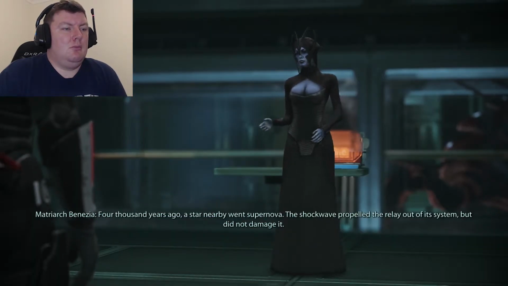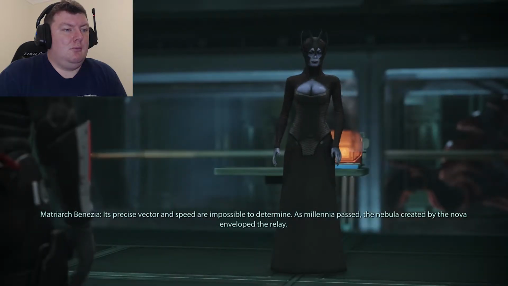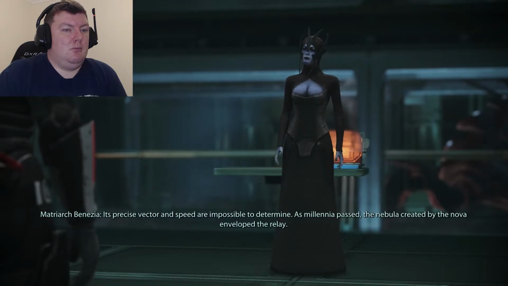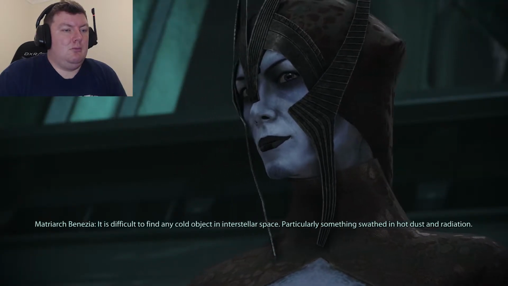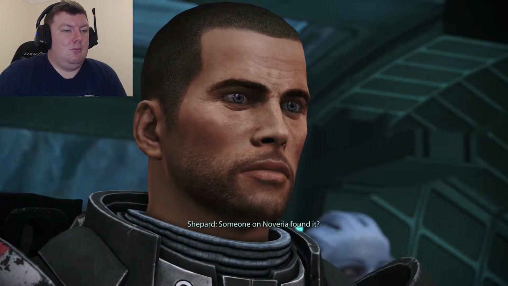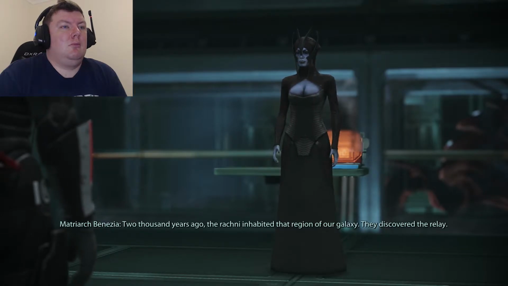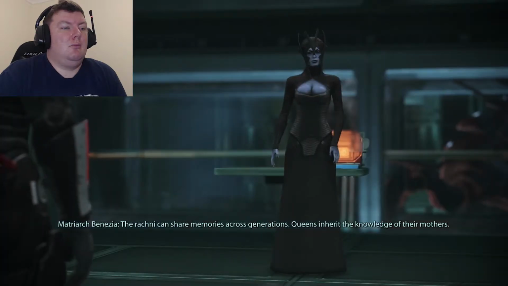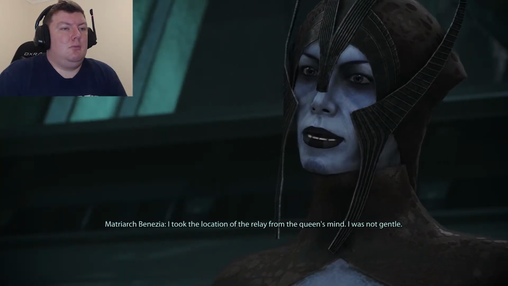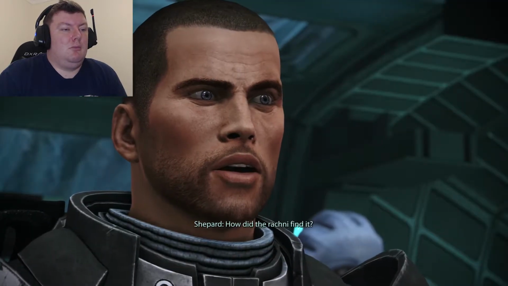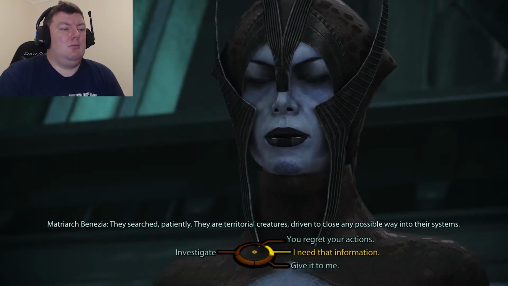4,000 years ago, a star nearby went supernova. The shockwave propelled the relay out of its system, but did not damage it. Its precise vector and speed are impossible to determine. As millennia passed, the nebula created by the nova enveloped the relay. It is difficult to find any cold object in interstellar space, particularly something swathed in hot dust and radiation. Someone on Noveria found it? 2,000 years ago, the Rachni inhabited that region of our galaxy. They discovered the relay. The Rachni can share memories across generations. Queens inherit the knowledge of their mothers. I took the location of the relay from the Queen's mind. I was not gentle. How did the Rachni find it? They searched, patiently. They are territorial creatures, driven to close any possible way into their systems.